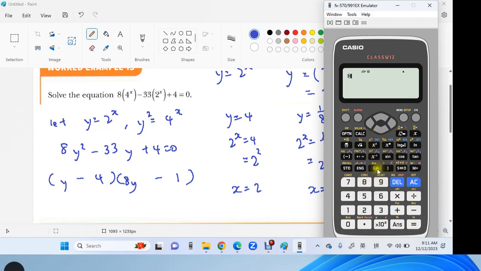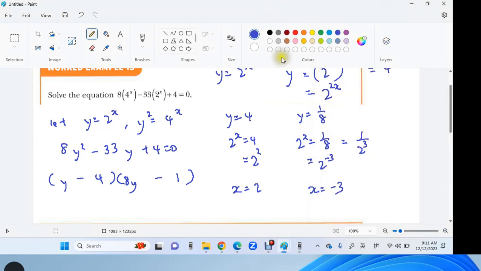We need to check whether we need to reject this one or not. So we key in the formula, then substitute the value that you get. Calculate, I have 2, 0. So this is the root. And calculate, we have negative 3, it is also 0. So we do not need to reject anything. So the value of x is negative 3 and 2.